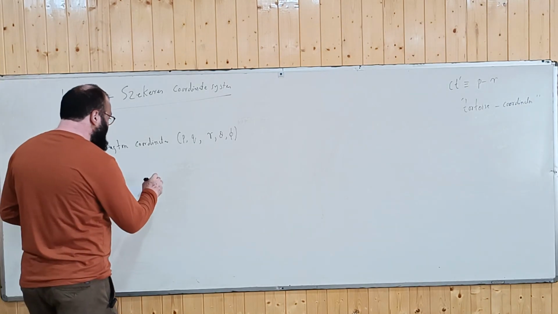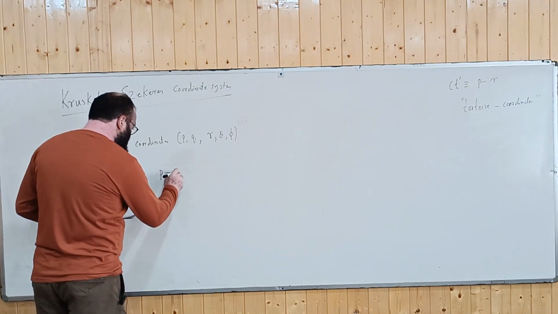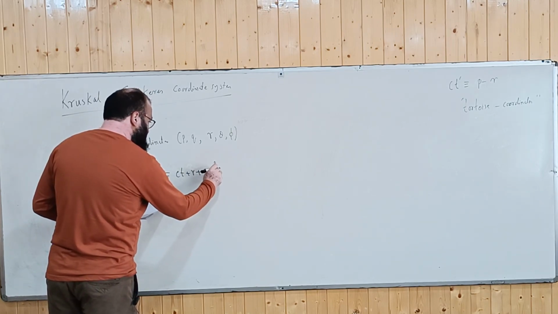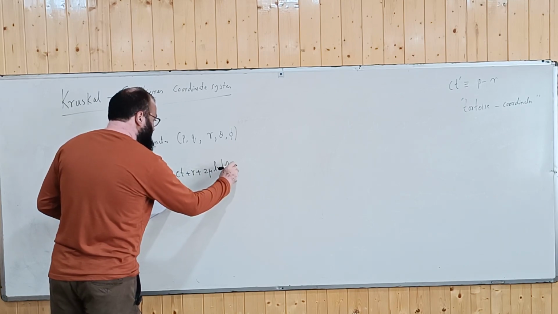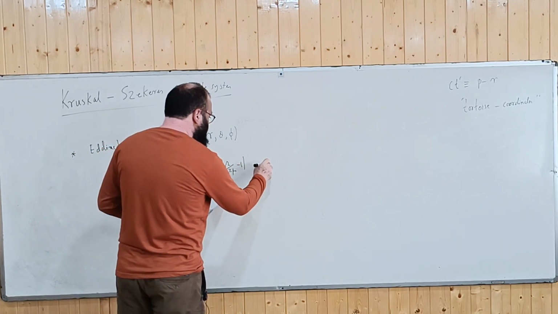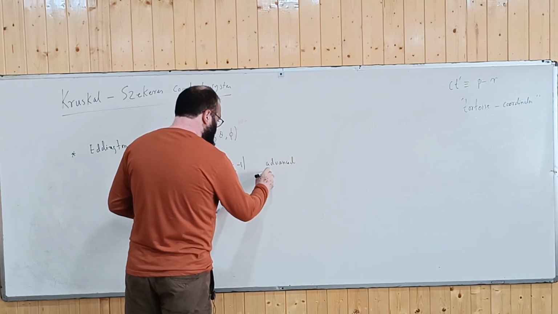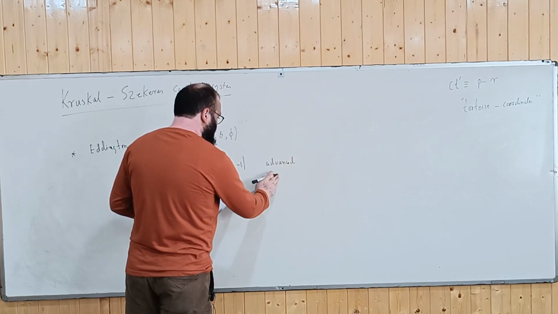So what we have here, P is equal to CT plus R plus twice mu natural log of R by 2 mu minus 1. This is the advanced parameter. We call it the advanced parameter.